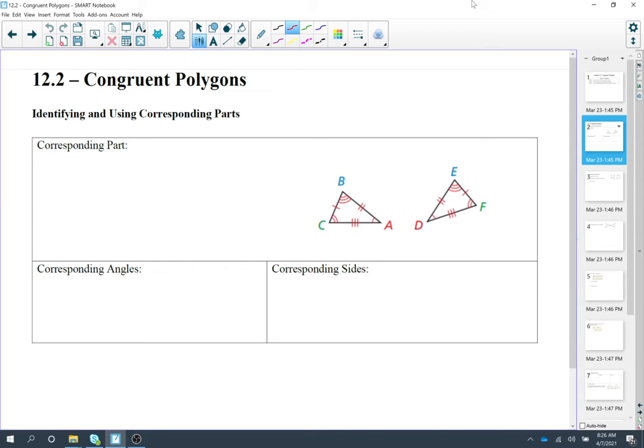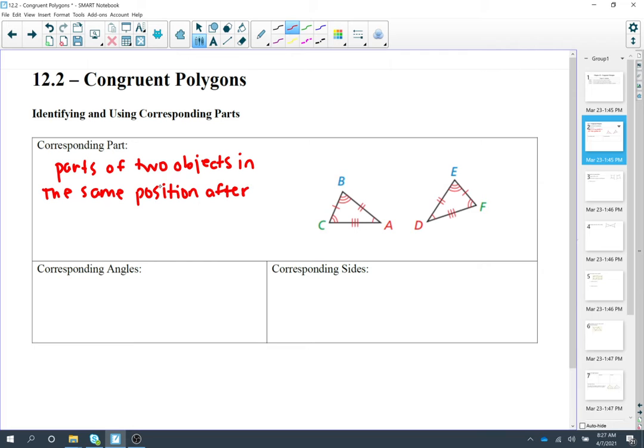12.2, congruent polygons, identifying and using corresponding parts. So first of all, a corresponding part is parts of two objects in the same position after a rigid motion.